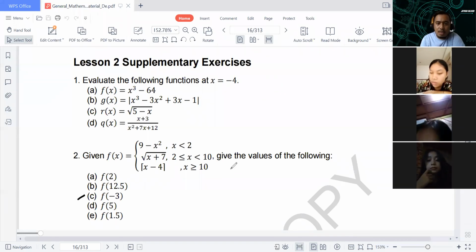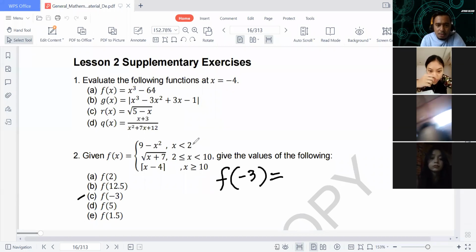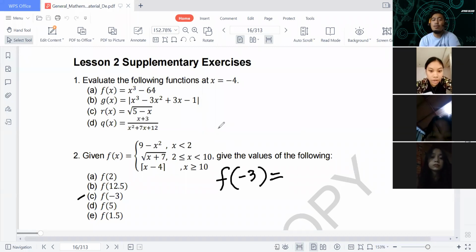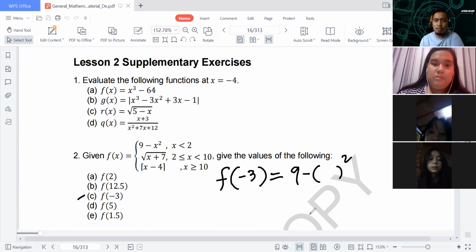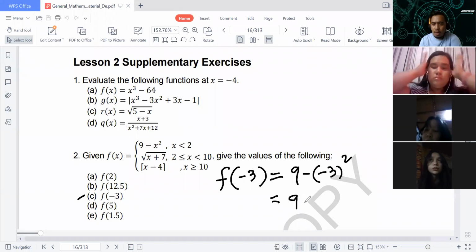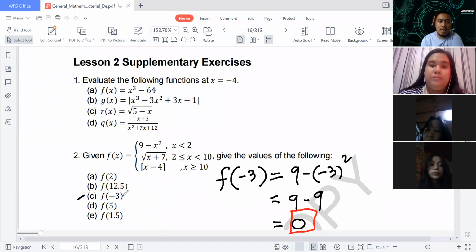Let us have now 2C. This time in 2C, you are asked to find f of negative 3. Now, what case will be used? Is it first, second, or third? First, and obviously first. Negative 3 is less than positive 2. So you will be using this form, 9 minus x squared. But again, your x is negative 3 this time. So it will be negative 3. Clear? After that, it will be 9 minus the negative 3 squared, which is positive 9. But there is still the negative here, right? And if you simplify it further, it becomes 0. So the answer in 2C is 0.